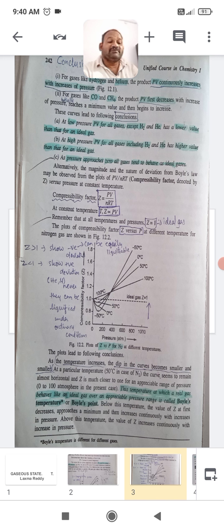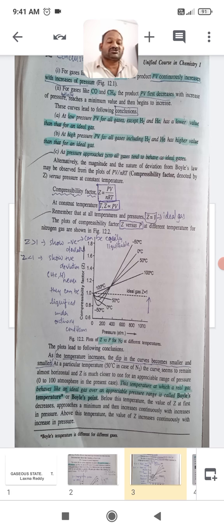Alternatively, the magnitude and the nature of deviation from Boyle's law may be observed from the plots of PV/nRT, that is, the compressibility factor, which is denoted by Z. Compressibility factor Z is equal to PV/nRT. At constant temperature, the compressibility factor is directly proportional to PV.